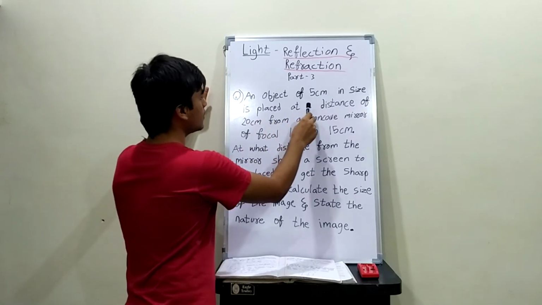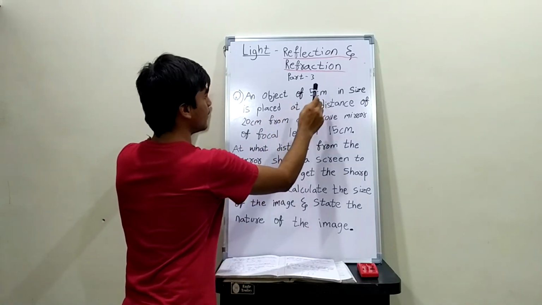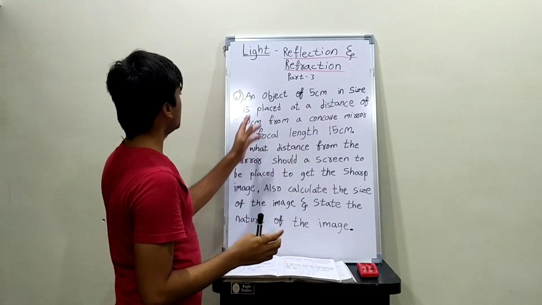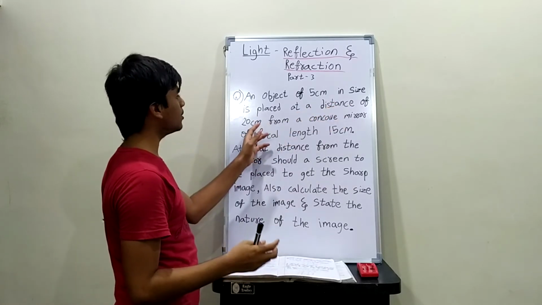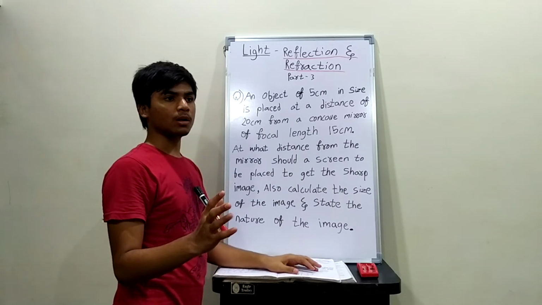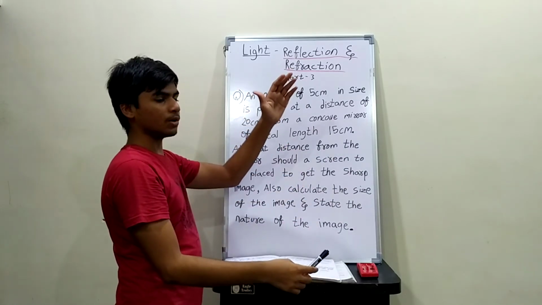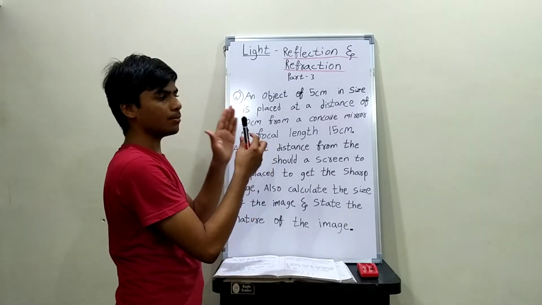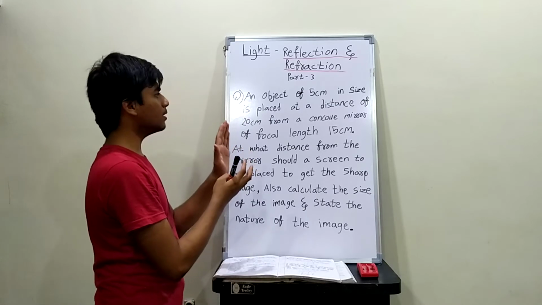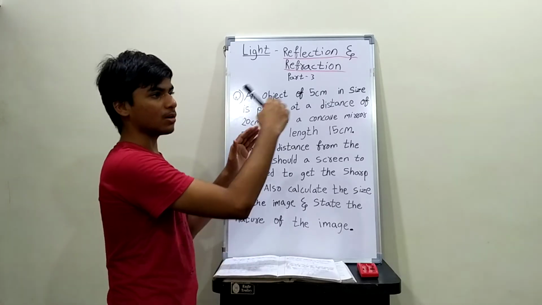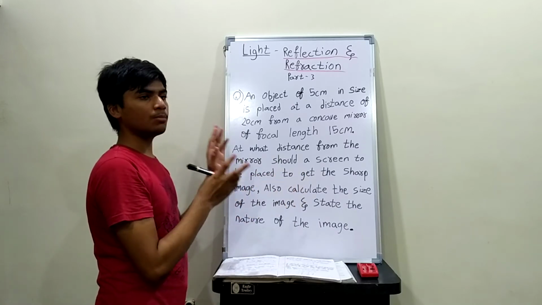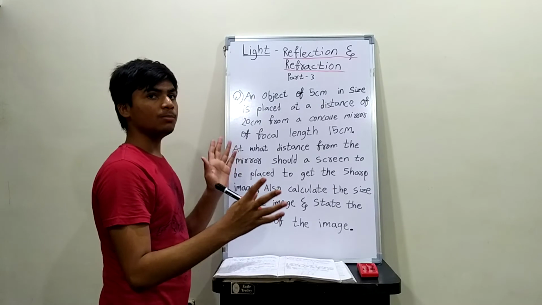An object of size 5 centimeter is placed at a distance of 20 centimeter from the concave mirror. So what are we dealing with here? A concave mirror. Think there is a concave mirror, and we are keeping an object 20 centimeter away from the mirror, and the size of the object is 5 centimeter. I hope this much is clear.